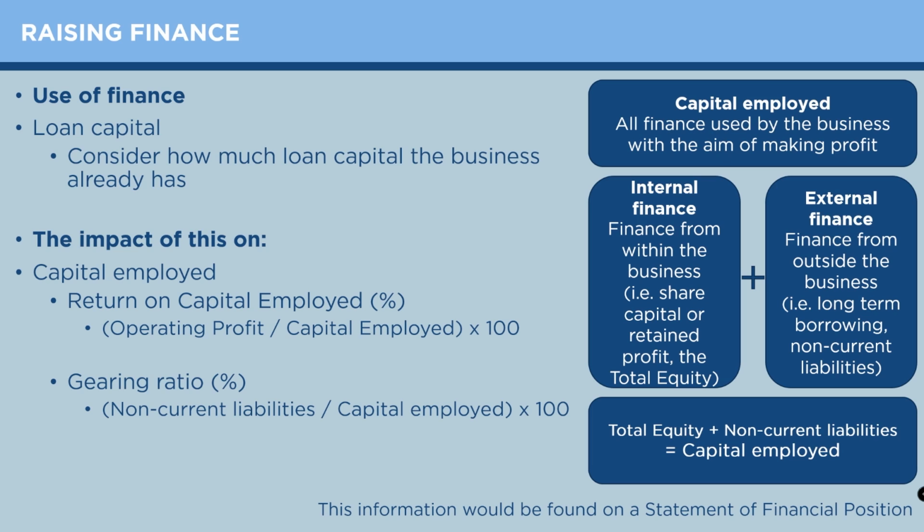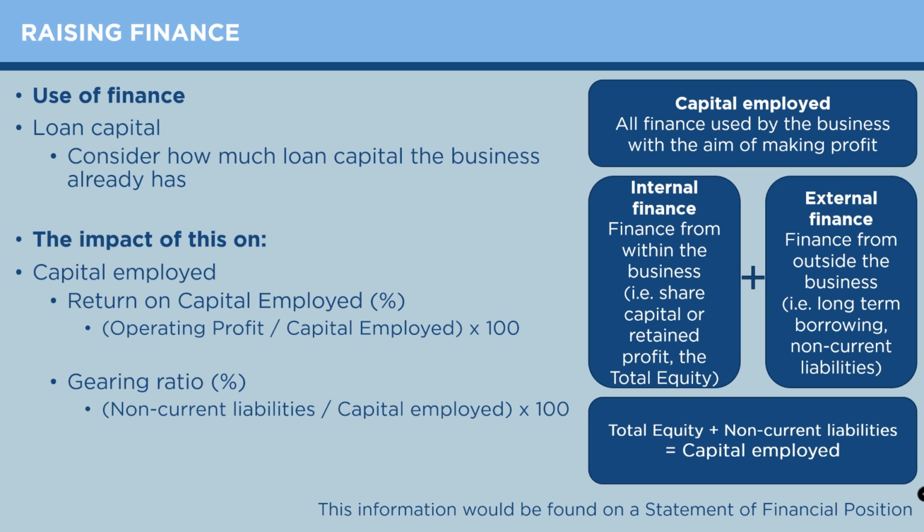and gearing ratio. So if you have a look at the right-hand side of this slide, you can see that capital employed is all of the finance that the business uses to try and make a profit. And it comes from two different sources, internal finance and external finance. So the finance from within the business, the finance from outside of the business. You can find this information on the statement of financial position. So the internal finance is the share capital and the retained profit, which if you add those together, you get total equity, which is right at the bottom of the statement of financial position.